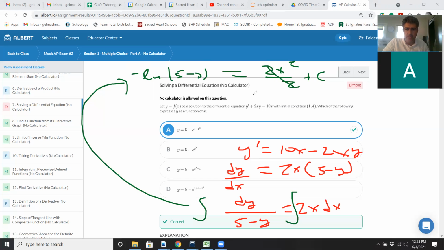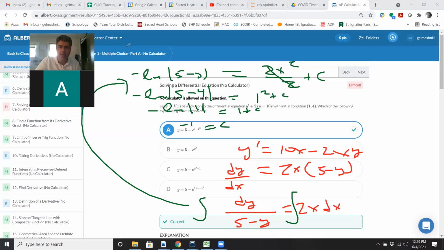Then you have the initial condition, you got to plug in 4 and 1. Usually they say this for, just so you know, a free-response question, not multiple choice. So you plug in 4 here and 1 here. So it's negative natural log of 1 equals 1 plus c. Natural log 1 is 0, so c is going to be negative 1. We're not out of the woods yet.